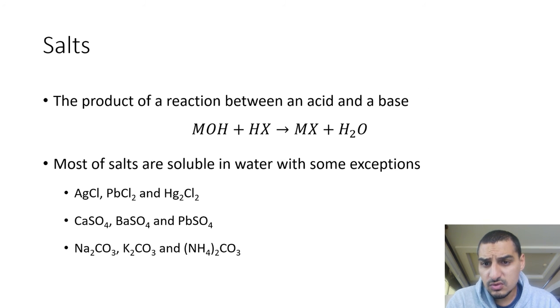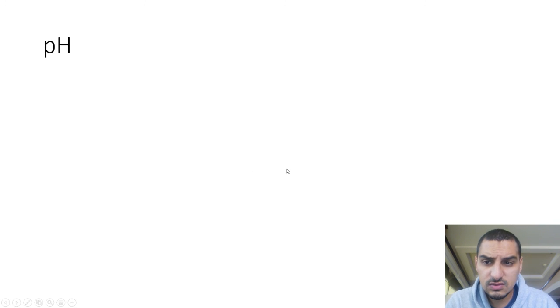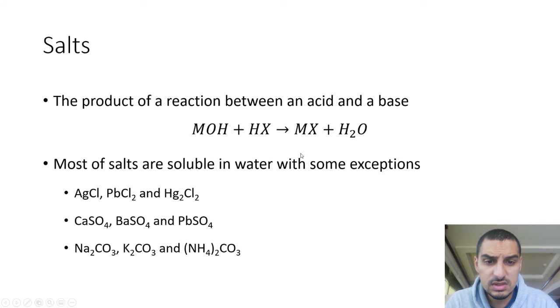The salts are the product of the reaction between an acid and a base. This reaction is going to be discussed in the next video or the video after that. The reaction between acids and bases produces salt and water. Examples are silver chloride, sodium chloride, barium sulfate. Anything that is composed of a negative ion and a positive ion is going to be a salt.